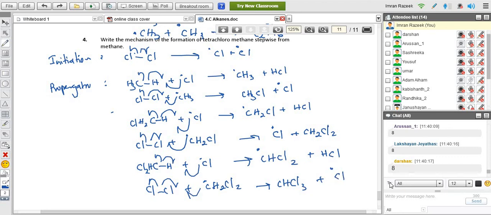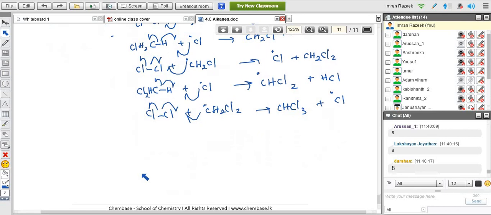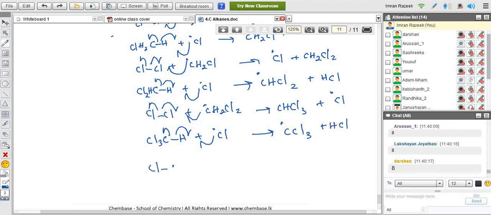Now can you notice 3 hydrogens substituted? There are 1, 2, 3, 4, 5, 6 steps. For the last hydrogen substituted, there are 2 steps to go. So I'm going to show this C-H, homolytic fission, resulting in CCl3 free radical and HCl, and that reacts with chlorine. The final CCl4 is produced.